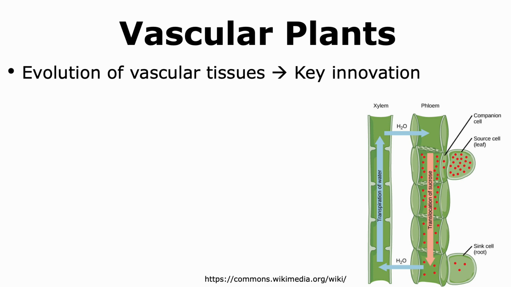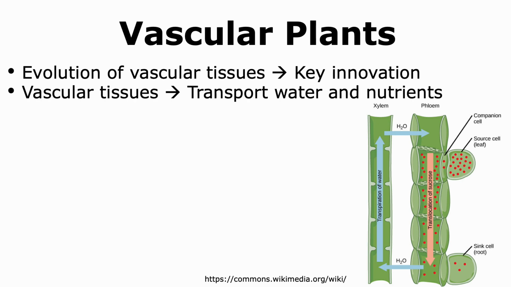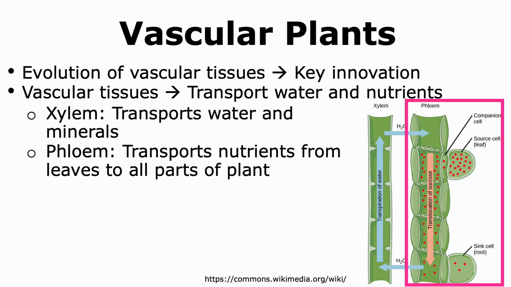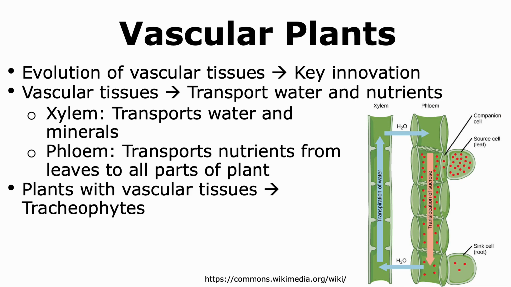The earliest plants were non-vascular plants, and they gave rise to the vascular plants, which evolved vascular tissues. The evolution of vascular tissues is a key innovation. The vascular tissues had the ability to transport water and nutrients to different parts of the plant. There are two main types of vascular tissues. Xylem transports water and minerals, while phloem transports nutrients from the leaves to different parts of the plant. Plants that have vascular tissues are called tracheophytes.